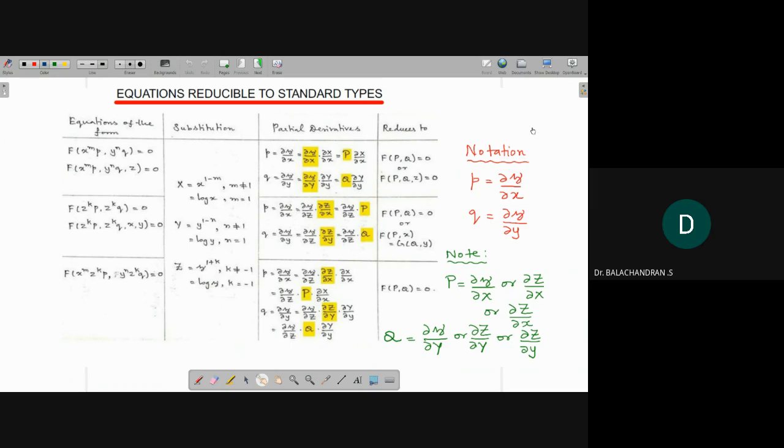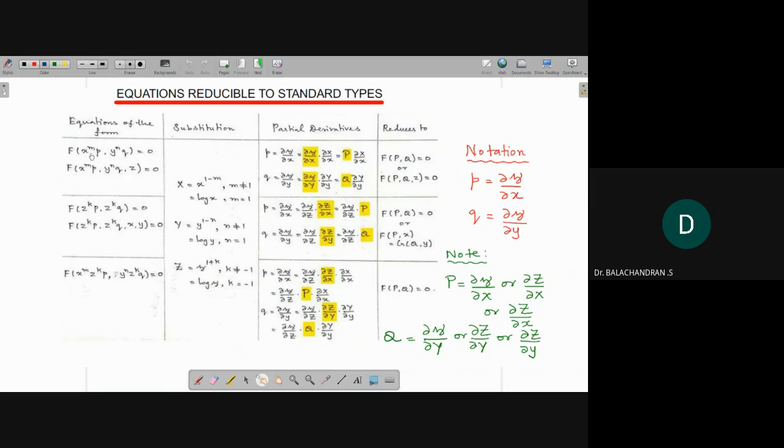Actually, if you know this table, then you can easily solve the problems. Equation reducible to standard types. The first column is the equations, the form of the equation. The second is the substitution. The third is the partial derivatives, and then how this form is reduced.